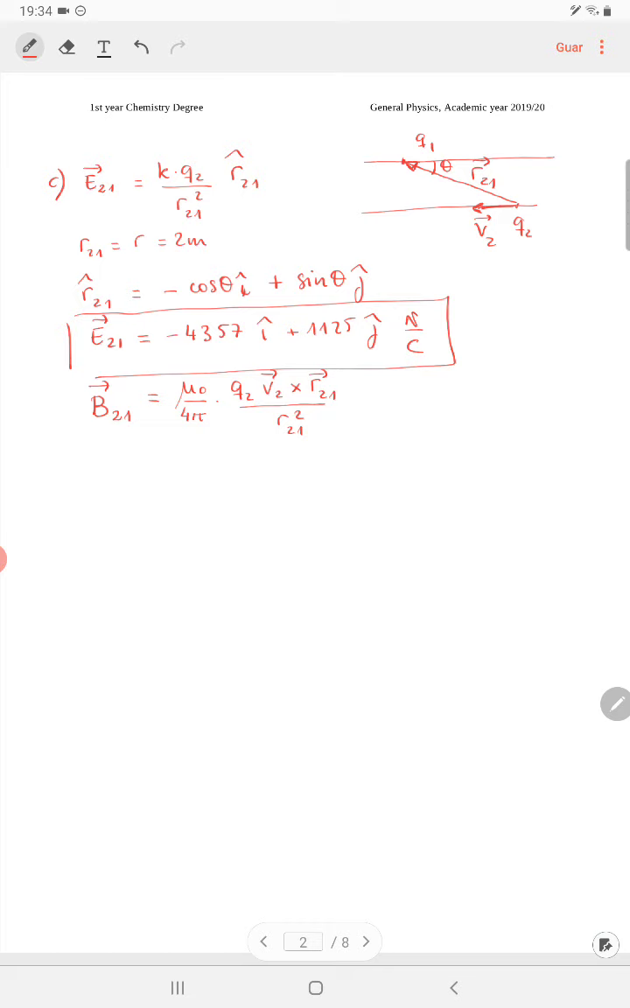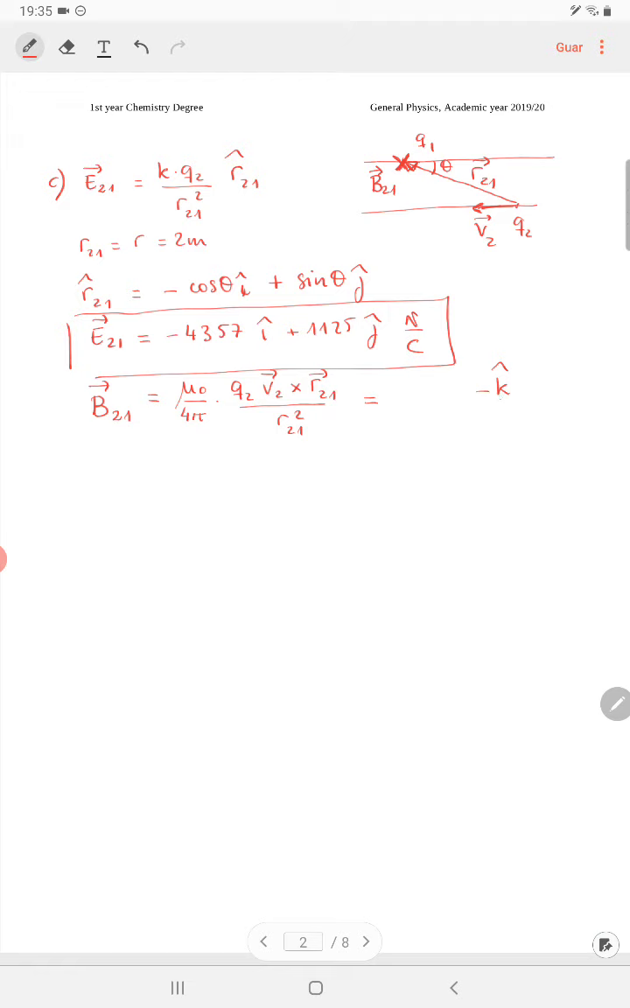In the middle finger we have to place the unit vector pointing from 2 to 1, and so our thumb is left pointing into the screen. So this we would represent with an X here. So that would be B of 2, 1. This is the magnetic field created by 2 on 1. So this is a direction that goes with minus k.